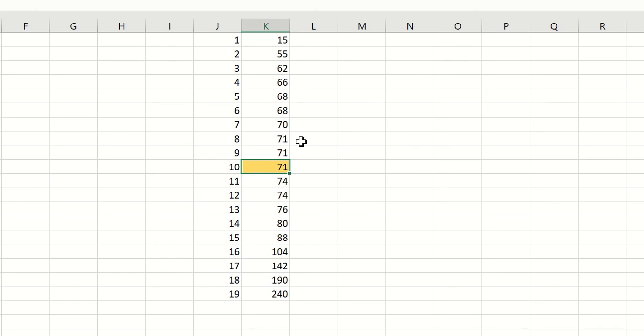Let's find Q1. So 9 observations plus 1 is 10, divided by 2 is the 5th observation. So right there, that's your Q1. And same thing for the second part, 1, 2, 3, 4, 5. This is your Q3. Okay, so Q1 is at 68, Q2 is 71, and Q3 is at 88.